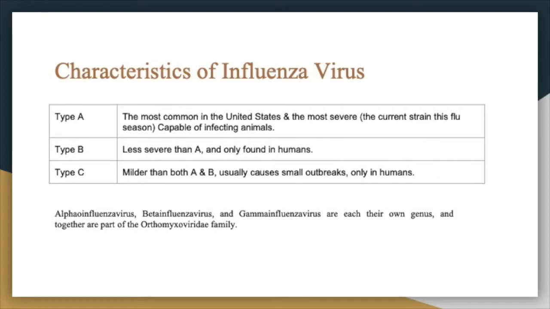Type A is also known as alpha influenza virus. Type B is beta influenza virus, and type C is gamma influenza virus, and they are each their own genus and together are part of the orthomyxoviridae family.